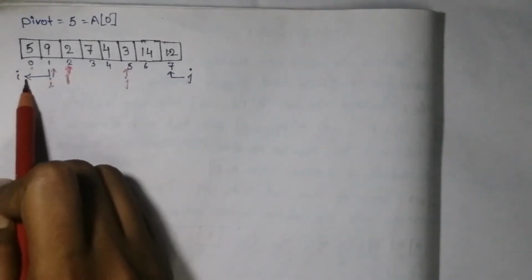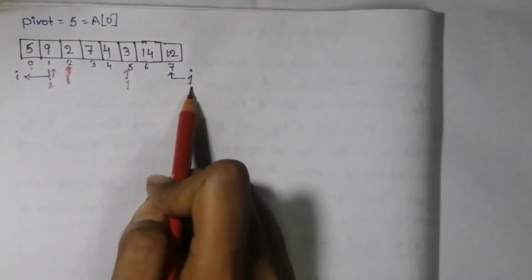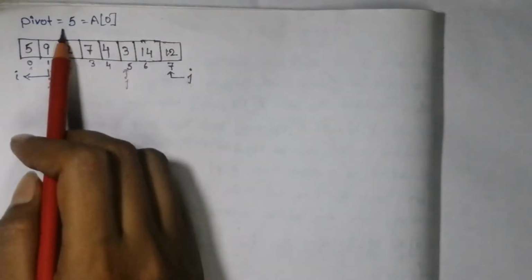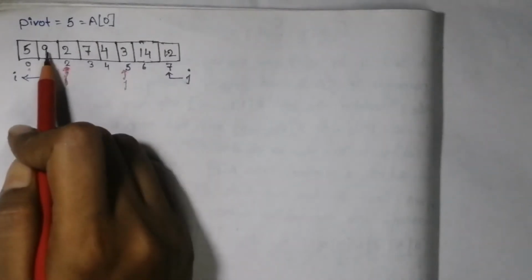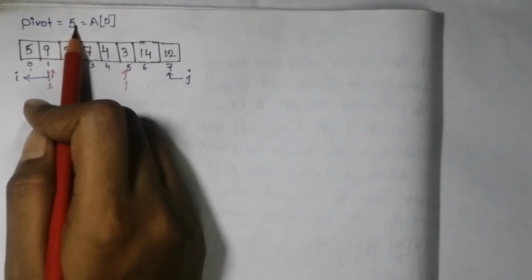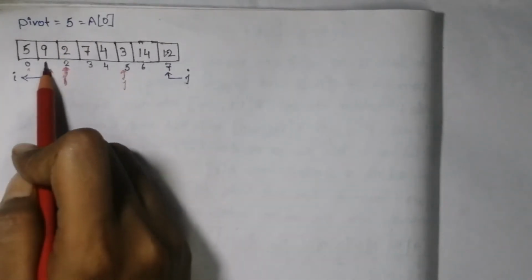So the goal of index i is to get an element greater than the pivot element, and the goal of the index j is to get a smaller element than the pivot element. So we will start by comparing the element at the ith index with the pivot element. So is 9 greater than 5? Yes. So we will mark the index 1 as the variable i.